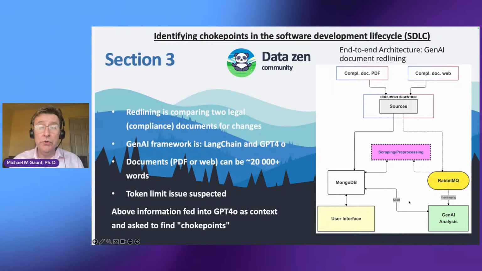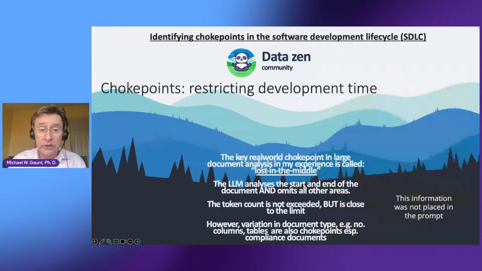The GenAI analysis will then go to NoSQL, pull down the documents, start analyzing them for redlining, so comparing 2 legal documents for changes. It will then put the response back into MongoDB, and the user will then query MongoDB directly. So that's the pipeline. And within this pipeline, we want to know where are the choke points. So we can use our power prompts to start asking it.